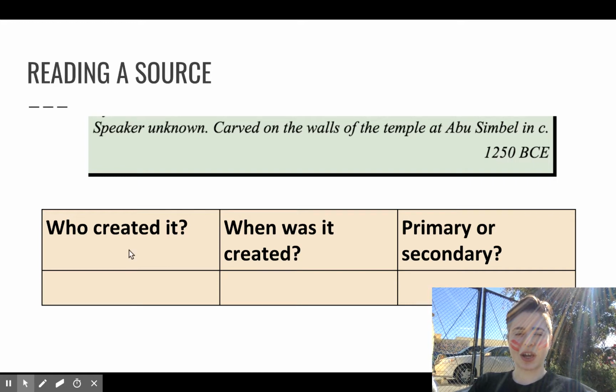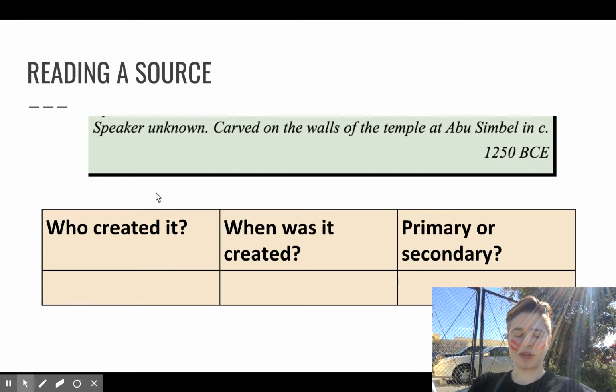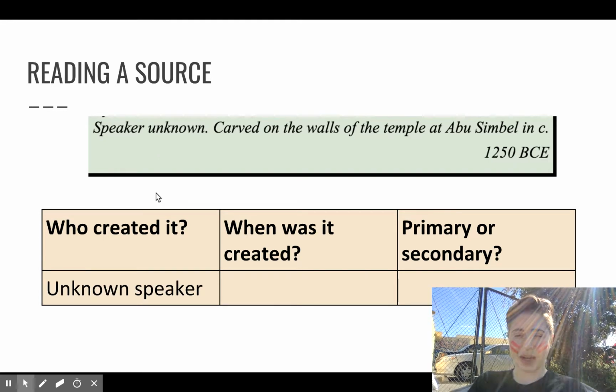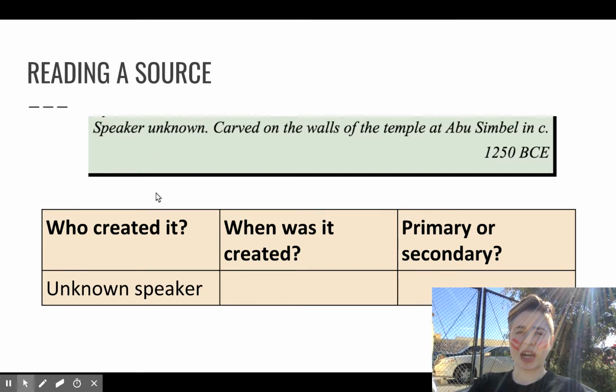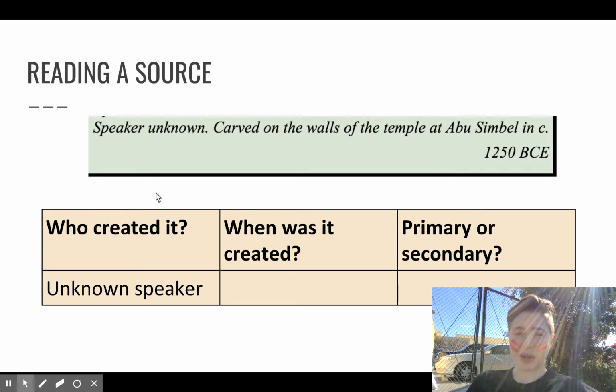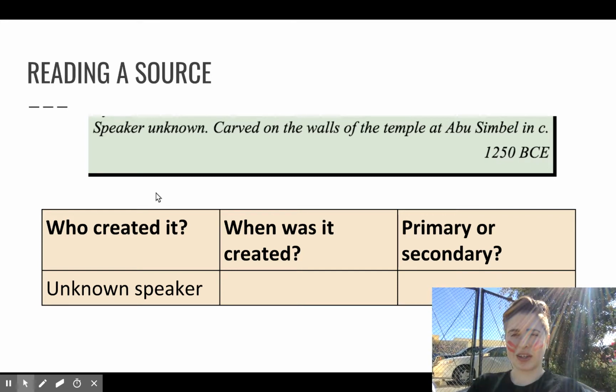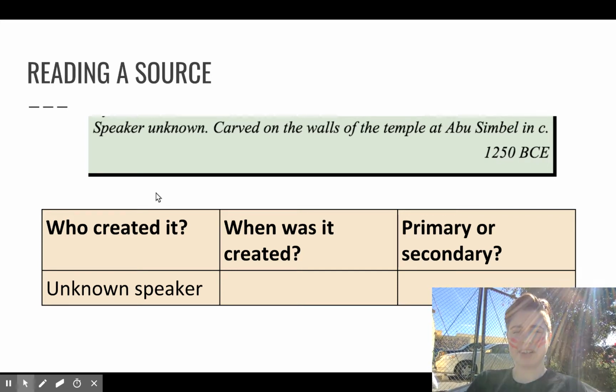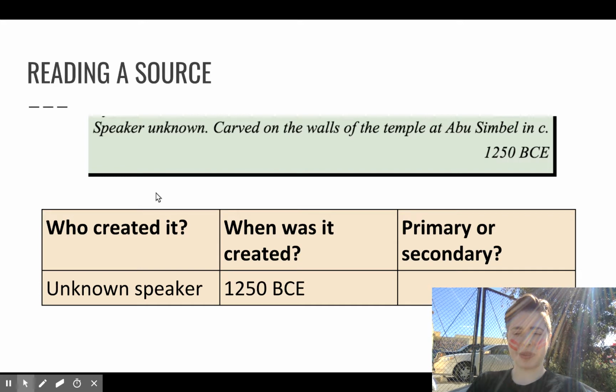So first I want to look at who created it. Do I see a name there? Or do I see the name of a website or some other book publisher? I don't see any person's name, but I do see it says speaker unknown, and it was carved on the walls by this speaker unknown. So I'm going to write down unknown speaker for who created it. And I'm going to look at when it was created, what year, or if there's no year, what time period. In this case, I'm lucky because there is a year, so I can say 1250 BCE.